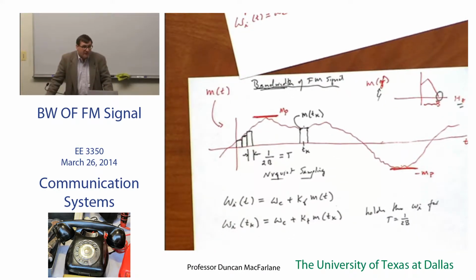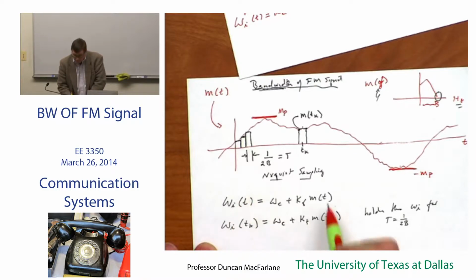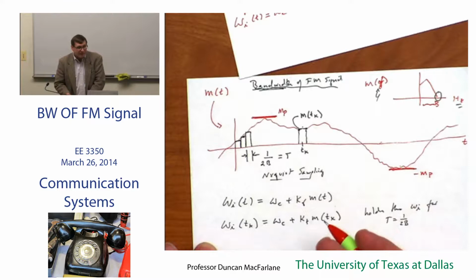Yes? So you said the frequency is the highest at the max? The instantaneous frequency here is going to be highest when m of t is maximum. And it's going to be lowest when m of t is minimum. Okay? You see that? Because the magnitude of this guy is kicking the instantaneous frequency up or down.